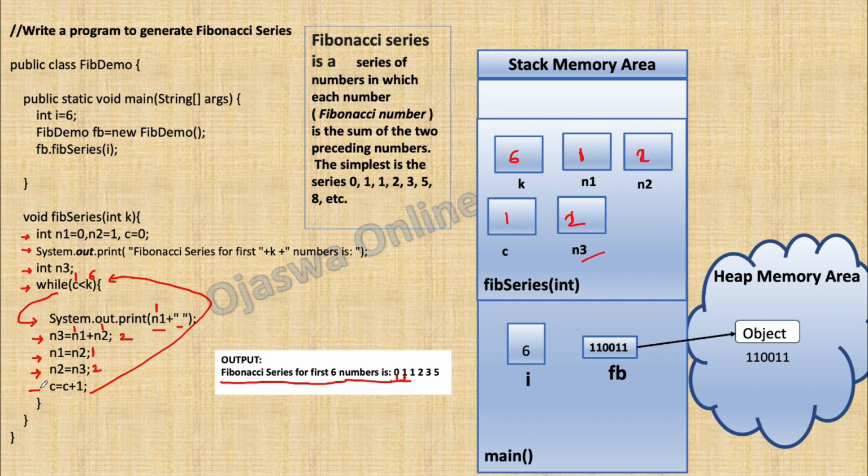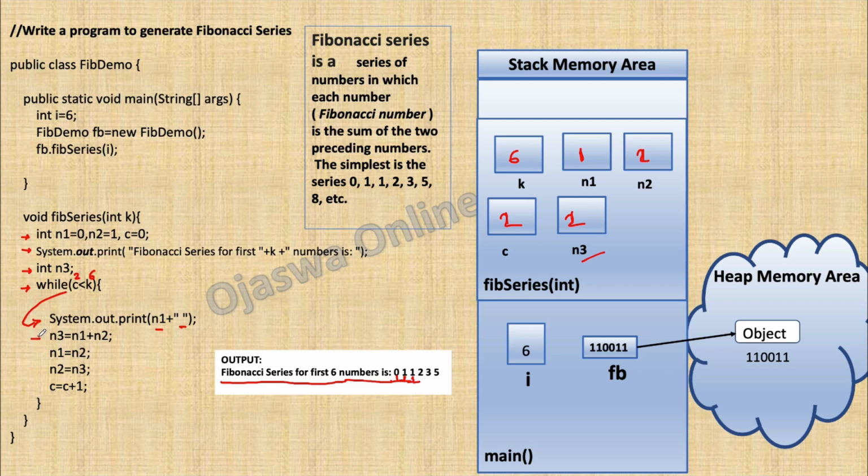C is incremented, value of c is 1, 1 plus 1 is equal to 2, now the updated value of c is 2 and from here control of the program goes to the condition statement. Now the next iteration happens, value of c is 2, 2 is less than 6, condition is true, control comes inside. System.out.print, value of n1 is printed. Value of n1 is 1. So here the third number in the series is printed, that is 1, and some space is added to the output.